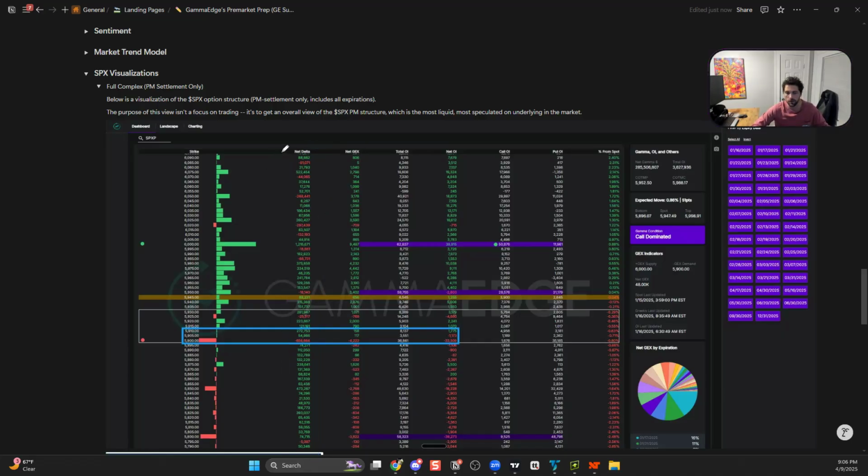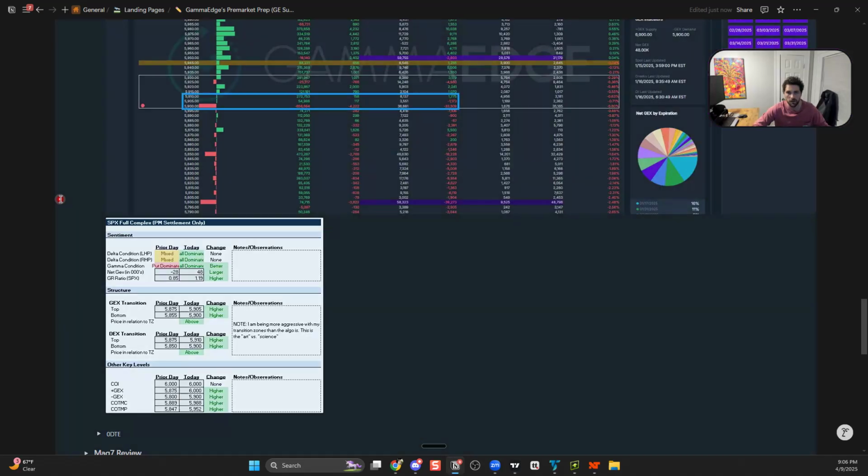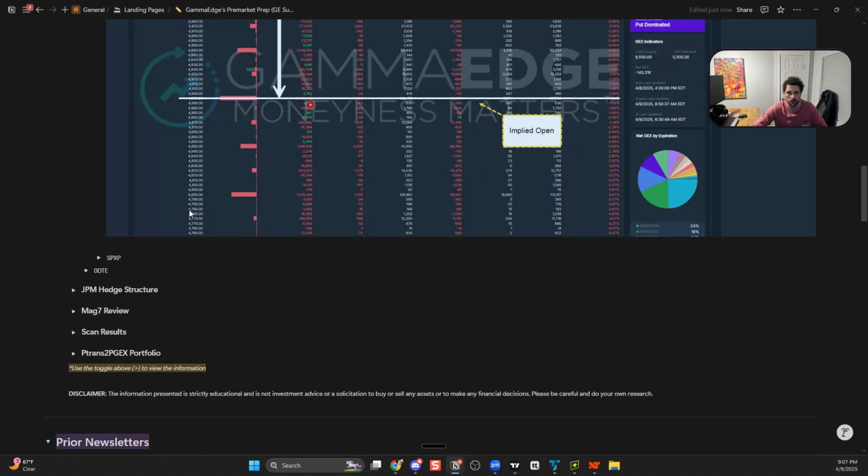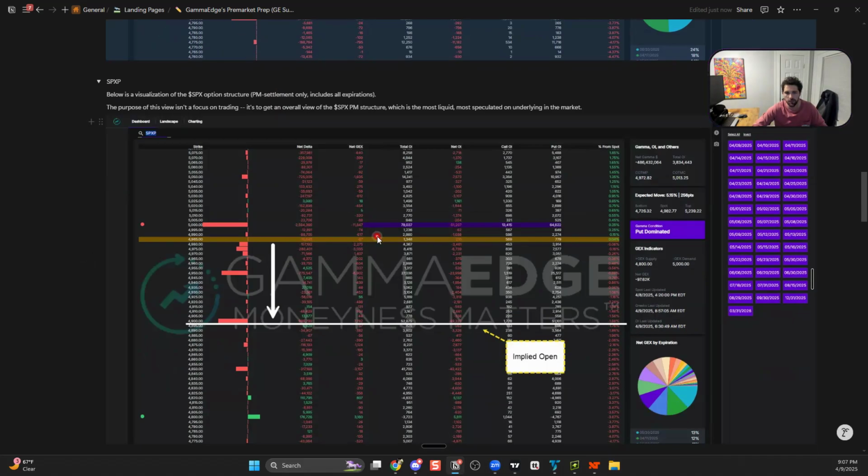Back in this historical example, I just show you this to show you what a call-dominated environment looks like, where we have a bullish foundation, and that is certainly not what we have going on right now.